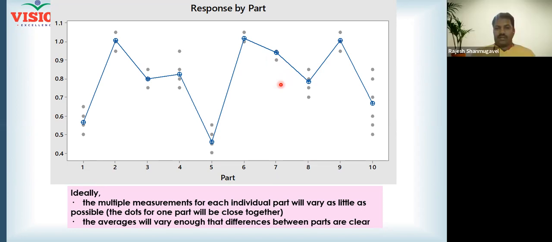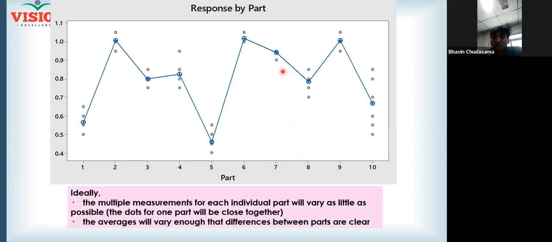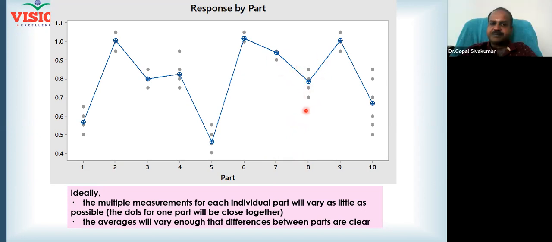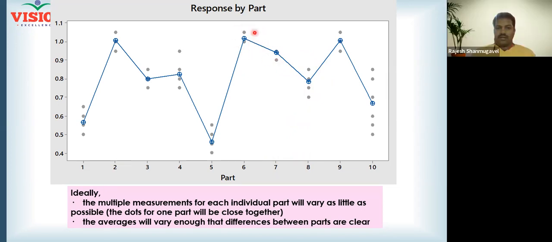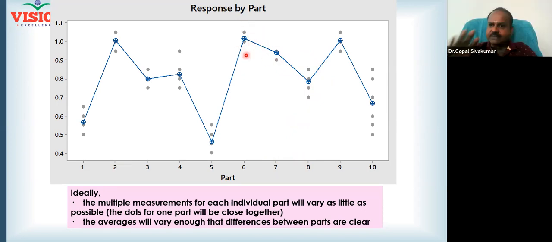8. 8 or 7? 8 only. 8 is here. The spread is more. 7 is here. Spread is less. Okay. 6 is here. Spread is less. Got it. 6 and 7, your team handled better.